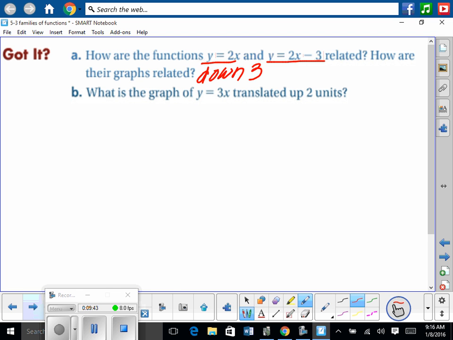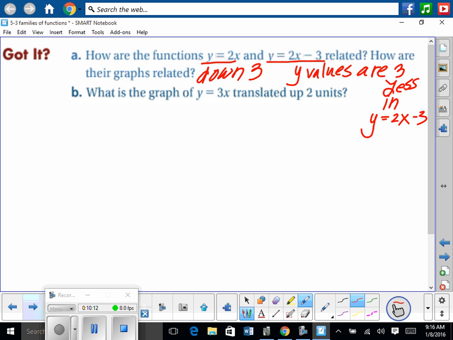So we're shifting it down 3. And it says, how are the graphs related? Well, it's the exact same graph, just shifted down 3 units, right? So all our y values are 3 less. Does that make sense? It just depends on how you want to say it. So I'll just say y values are 3 less in y equals 2x minus 3. Do they have the same slope and everything? Yes. So we're literally taking y equals 2x and shifting it down 3 units.